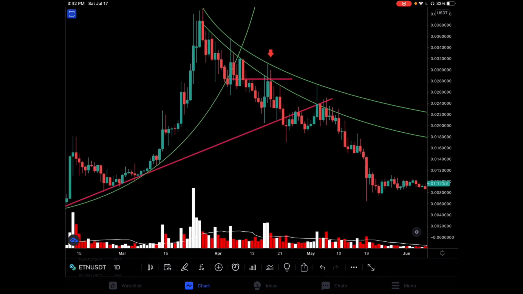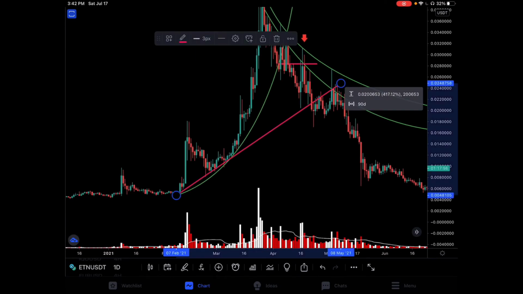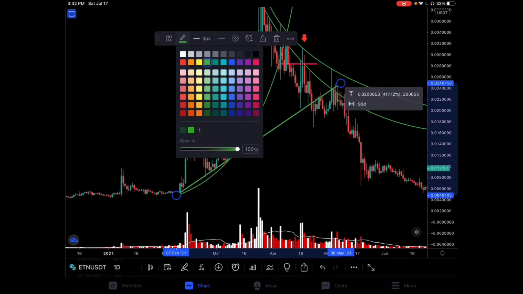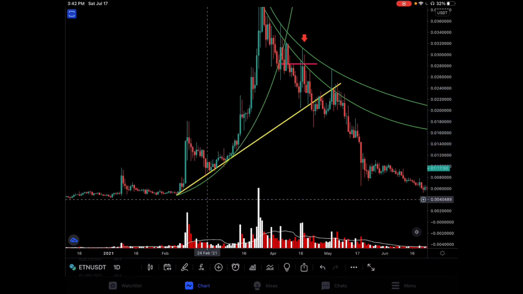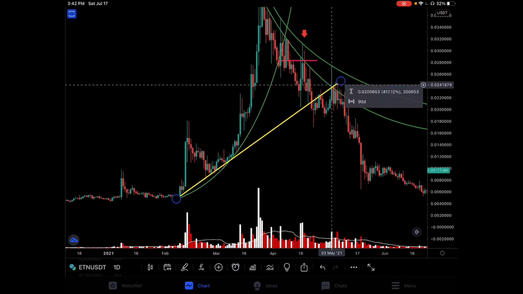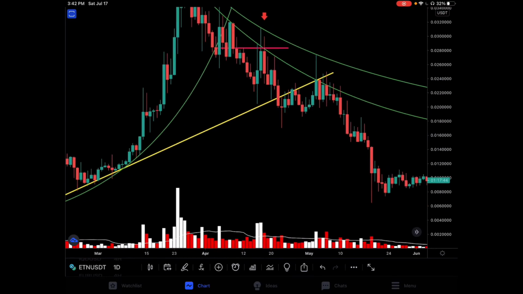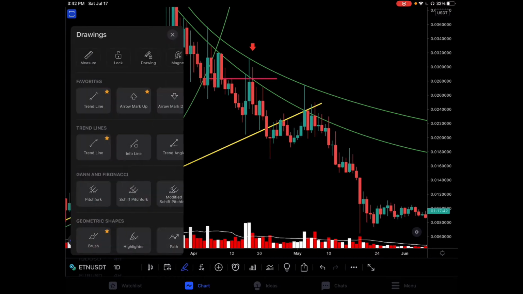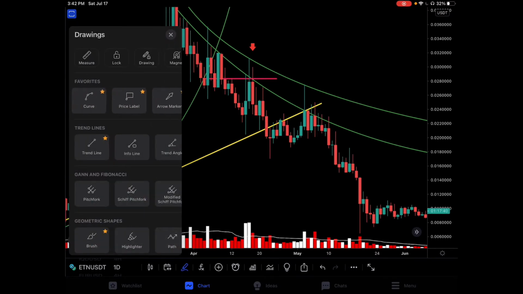Now, the other thing you can do is what I did here in the beginning. I drew a trend line directly from here to here without curves, and we see a similar pattern emerge. Again, this is on the daily chart, so this is very powerful stuff.